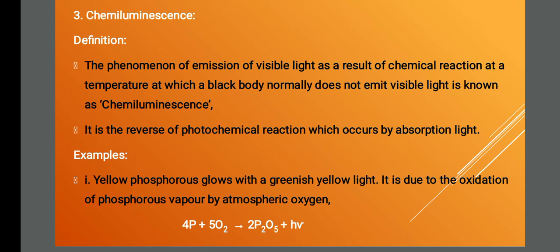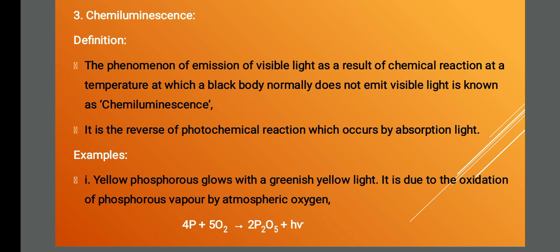Coming to chemiluminescence, what I mean by chemiluminescence is the phenomenon of emission of visible light as a result of chemical reaction at a temperature at which a black body normally does not emit visible light. This we call chemiluminescence. I'll repeat. The phenomenon of emission of visible light as a result of chemical reaction taking place at a temperature at which a black body does not emit visible light is known as chemiluminescence.